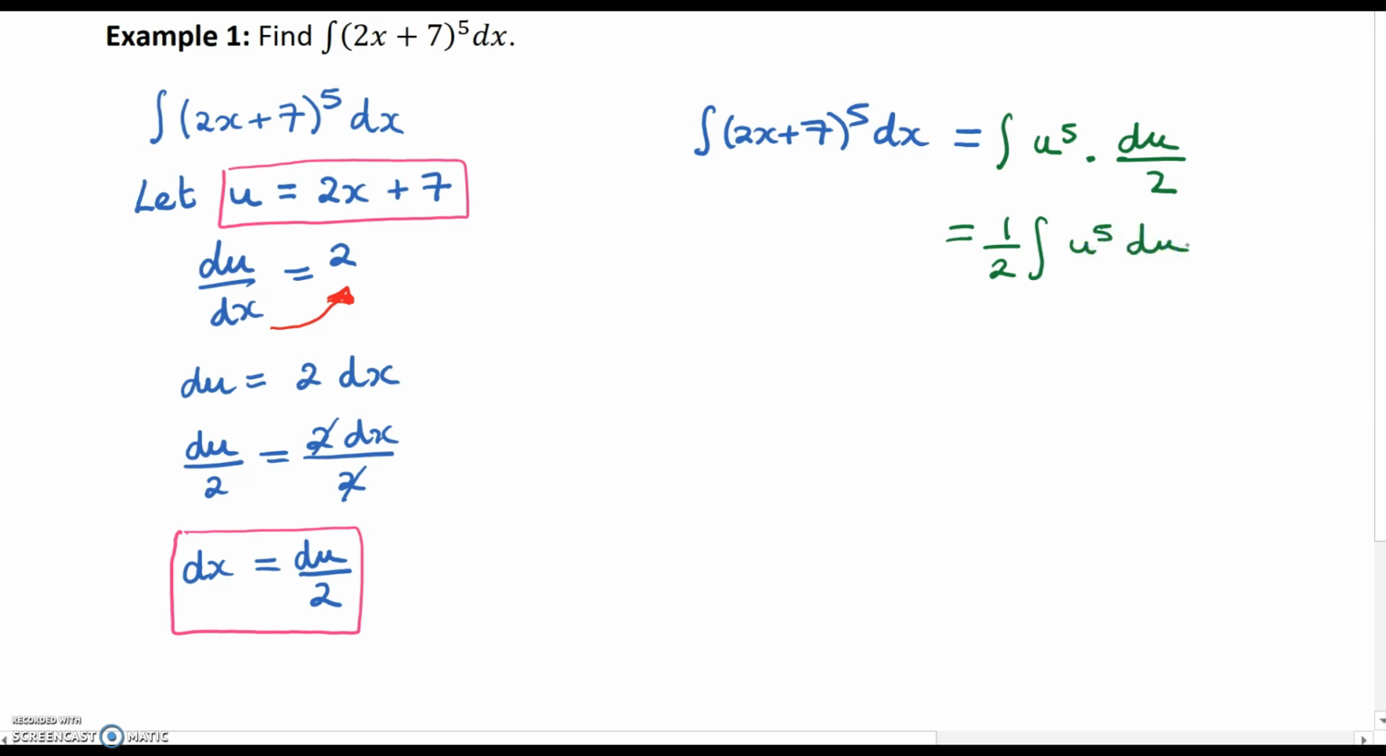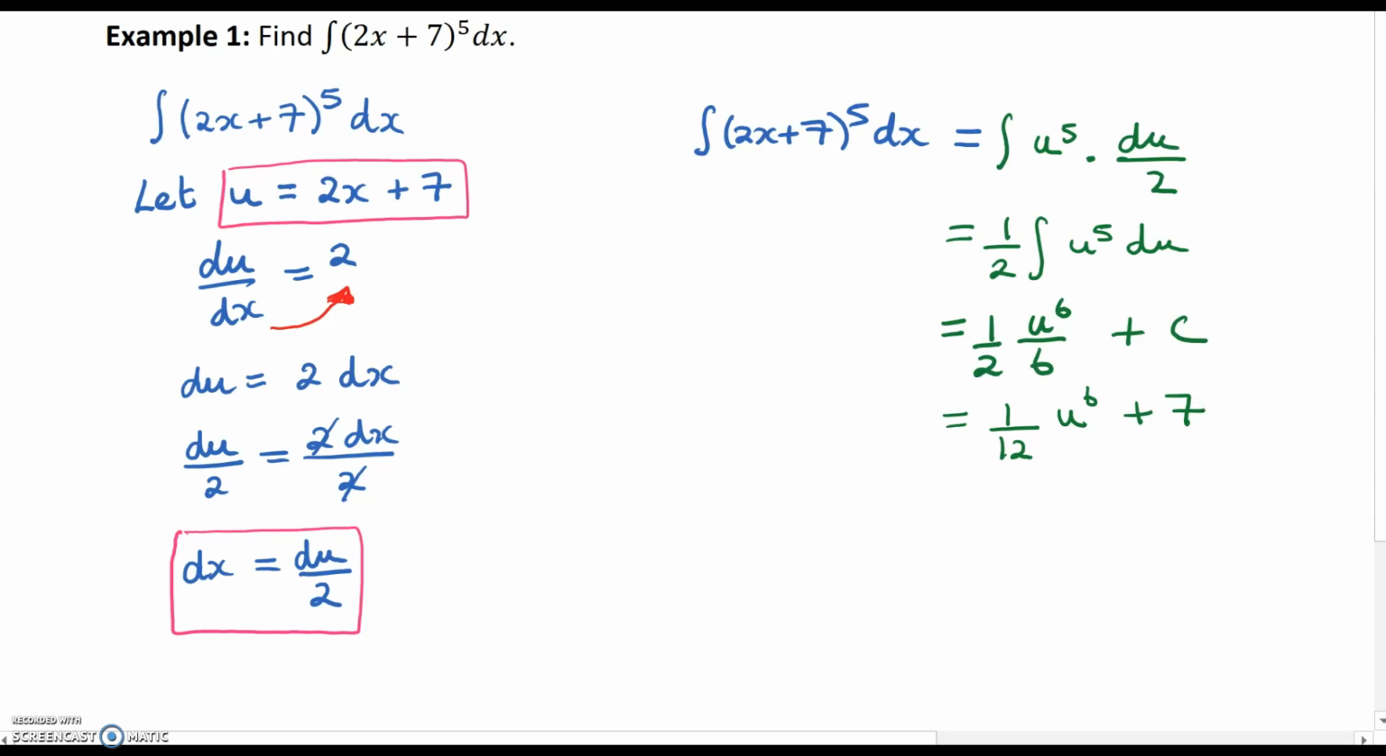Now, what you must make sure at this point is that the x's have all disappeared. That there is no x left, because the variable that we're interested in now is u. So we're going to integrate this, which means increase the power by 1 and divide by the new power, and don't forget to add plus c. Okay, and tidy that up a little bit. So that would be 1 over 12 times u to the power of 6 plus c.